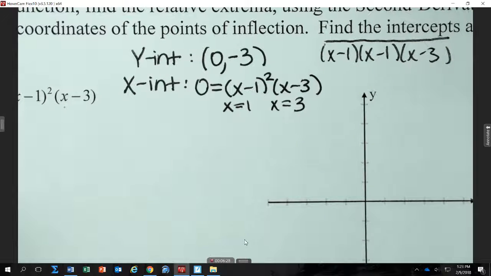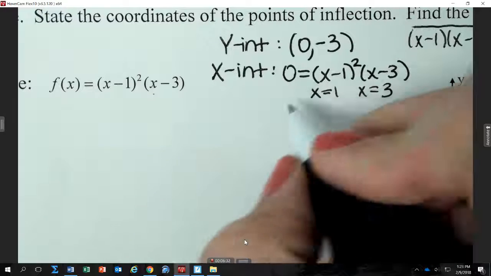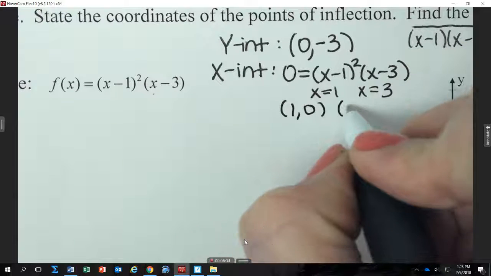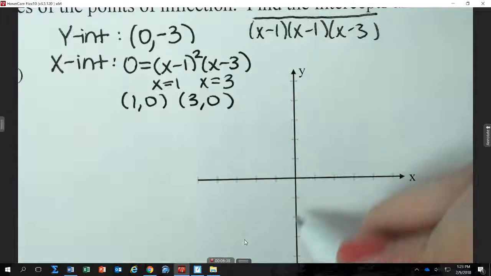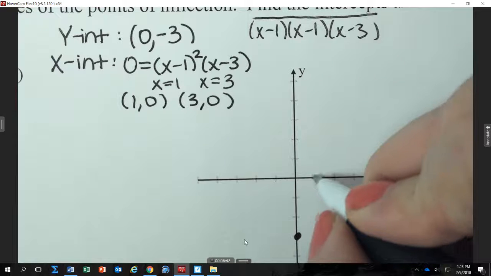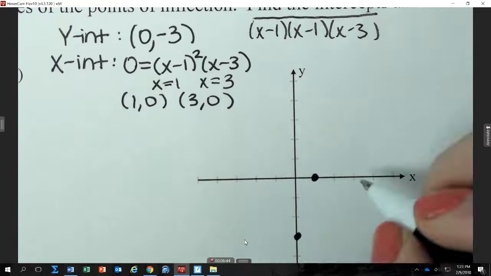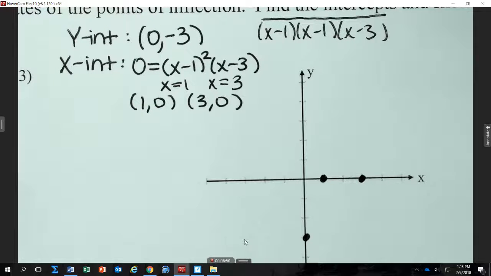So I don't know if you remember that from Algebra 2. But all right, so I get my x-intercepts are (1, 0) and (3, 0). Okay, so I've got a y-intercept at (0, -3). I've got an x-intercept at (1, 0), and I have an x-intercept at (3, 0). Okay. Any questions on finding your x or y intercepts?